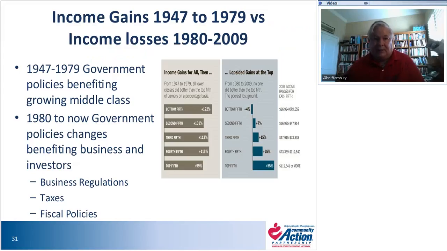This is income gains 1947 to 1979 versus from 1980 to 2009. In 1947 to 1979, government policies benefited the growing middle class. But in 1980, the government policies changed to benefit businesses and investors with loose business regulation, lower taxation for businesses and investors, and of course their fiscal policies.